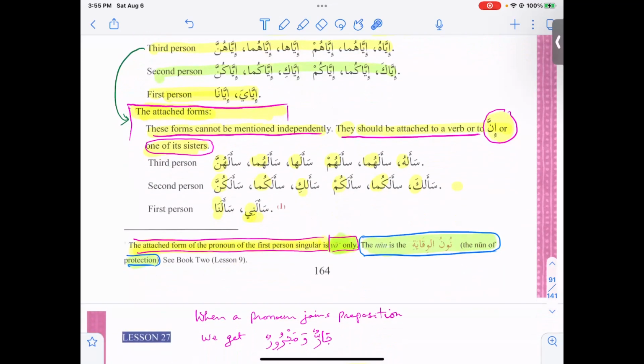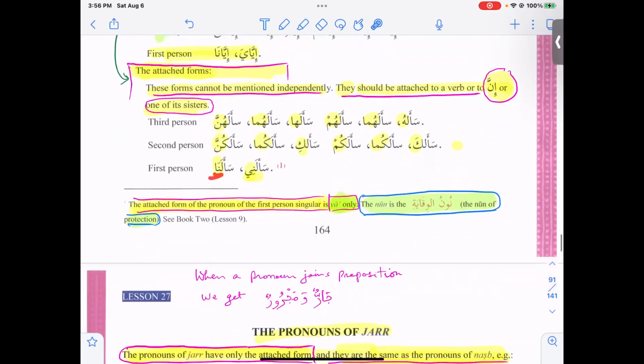So now you have to remember another important thing: the attached form of pronoun of the first person singular is ya only. This is plural, and ya only is singular. The noon is noon wikaya, the noon of protection. Salani, so how can we define sala? Fi'lu madin mabniun ala fata, then nun wikaya, the noon of protection, and then ya mutakallim with sukun, this is the mafulun bihi. Salana, straight away. He asked us like that, inshallah.